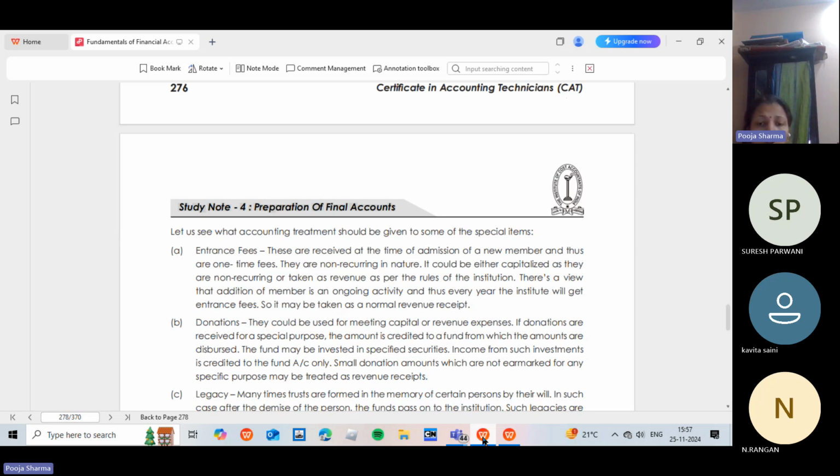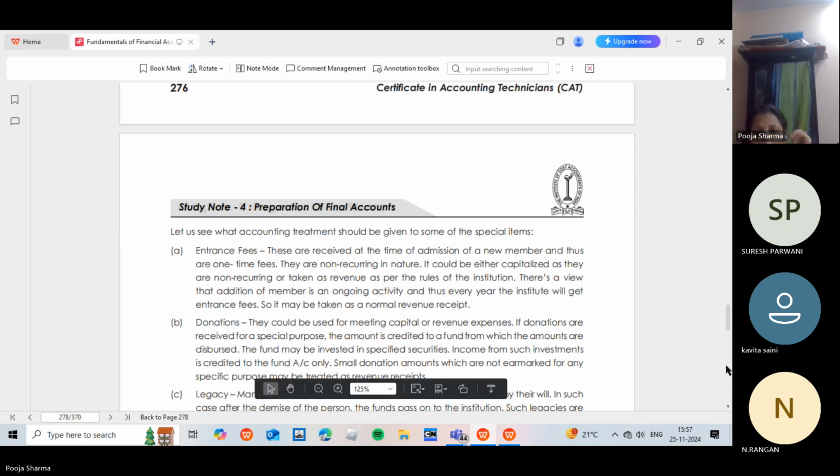Small donation amounts which are not earmarked for any specific purpose, we just take and post in the receipt and payment account as revenue under the head revenue receipt. But if it is of capital nature, what will we do with the donation? We will invest in government securities and earn the interest. That is the meaning of the line. Donations have two types, revenue and capital. Capital nature is invested in government securities to earn interest. But if it is of revenue nature or short term, you can show it under income and expenditure and the receipt and payment account.